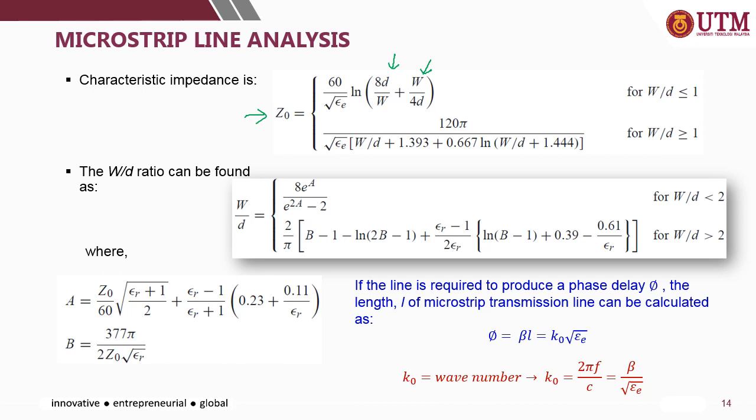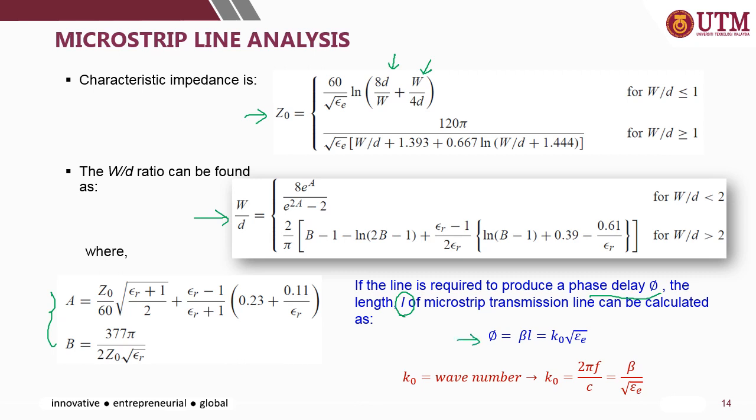Okay, so the ratio of W to D can be estimated by using the following equations, where there are variables A and B, which can be estimated by the following equation. In the case of the line required to produce a phase delay of phi, the length of the microstrip can be calculated by this relation.